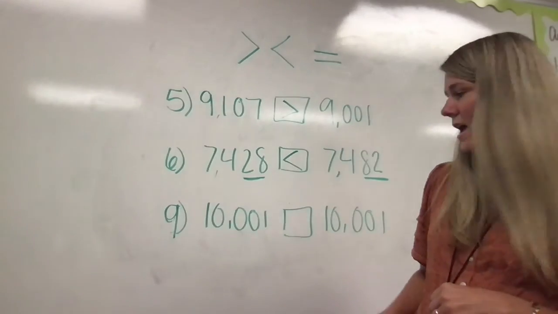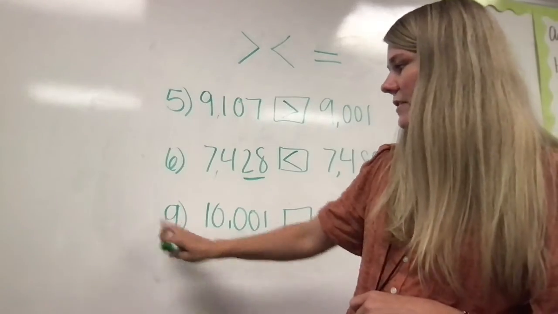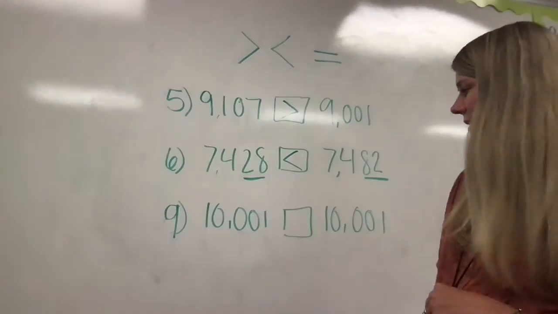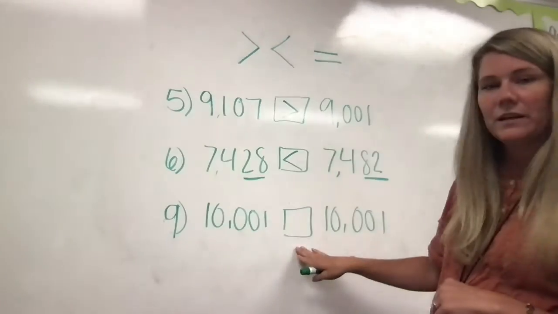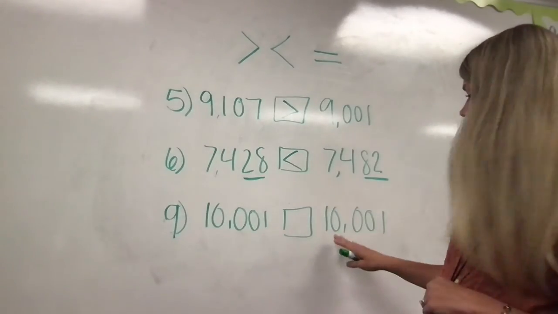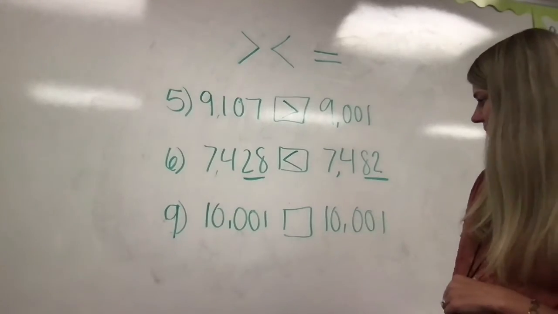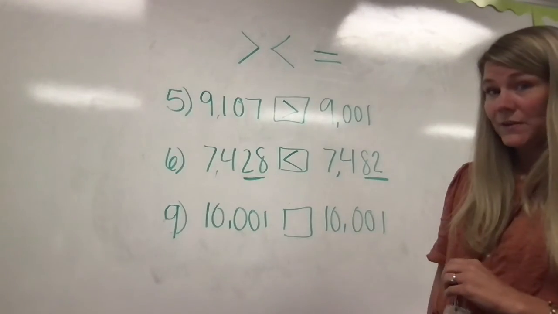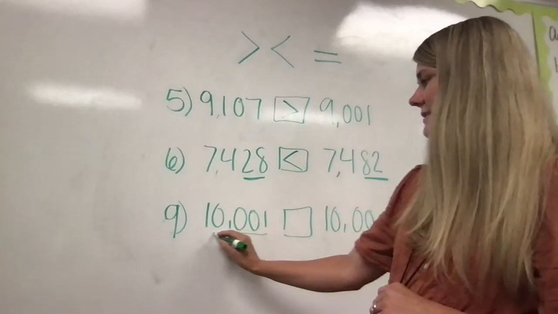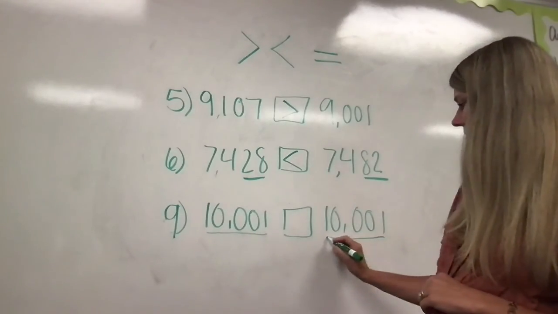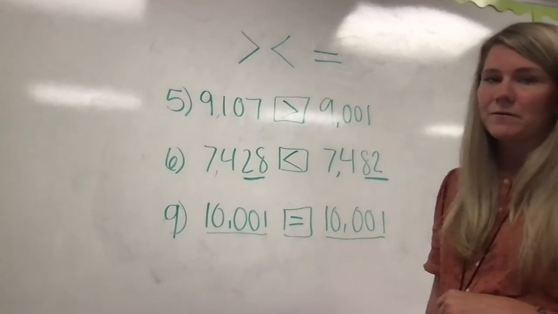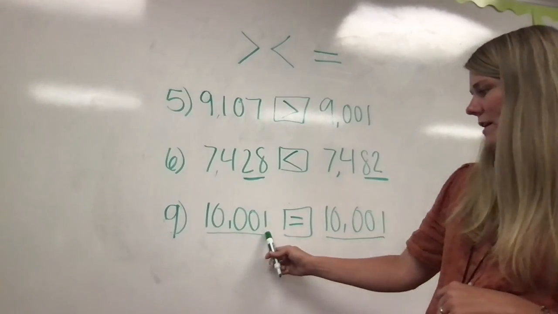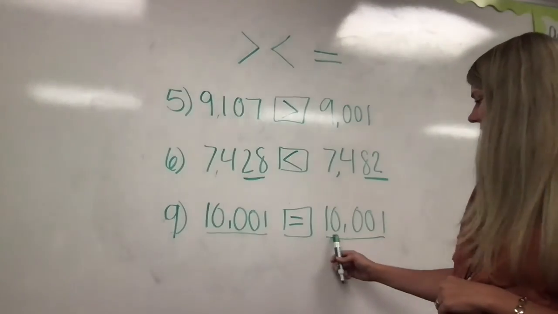7,482. All right, our last one we're going to do together is number 9. If we look at this, it says 10,001. Is it greater than, less than, or equal to 10,001? If you look at those numbers, they are exactly the same. So this equation is going to be equal to itself. 10,001 is equal to 10,001.